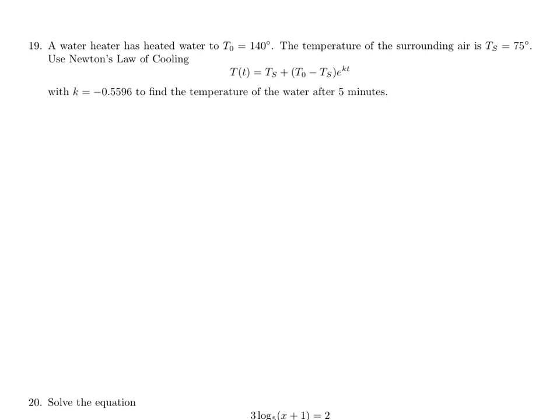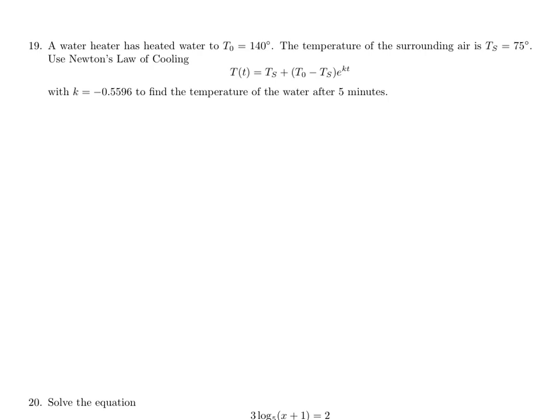Okay, number 19. A water heater has heated water to 140 degrees. The temperature of the surrounding air is 75 degrees. Use Newton's law of cooling with K equals negative 0.5596 to find the temperature of the water after 5 minutes. All right, so this one, you're just going to use the formula that was given, and then you're going to plug it in your calculator, okay? So make sure you just are careful here.